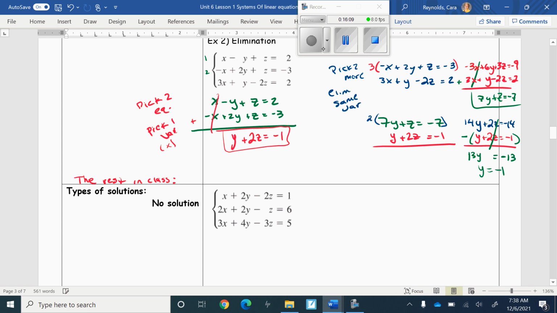You're going to domino that through, so you can plug it into one of these to find z, and then plug z and y into one of these top ones to find x. All right, the rest we're going to go through in class together.